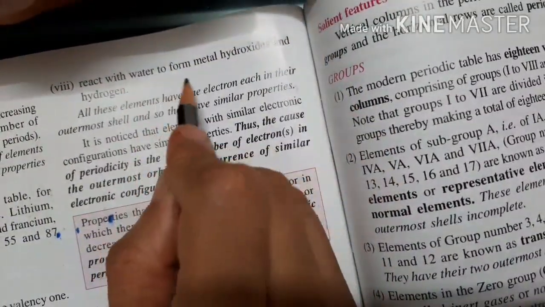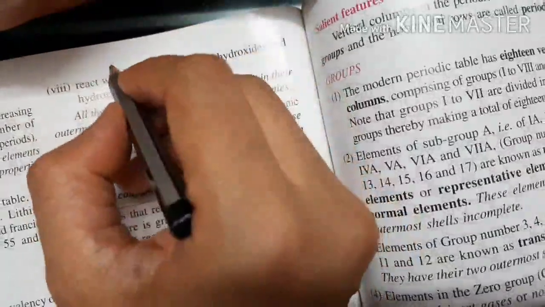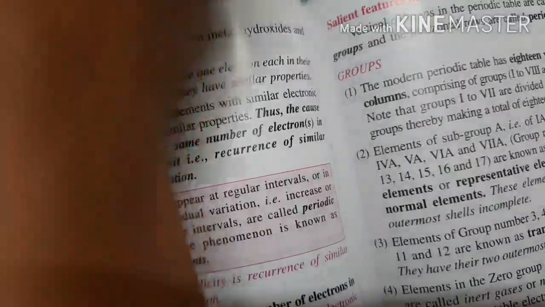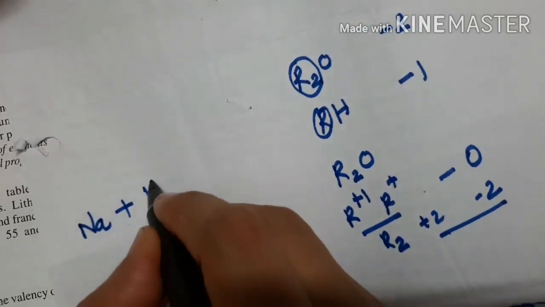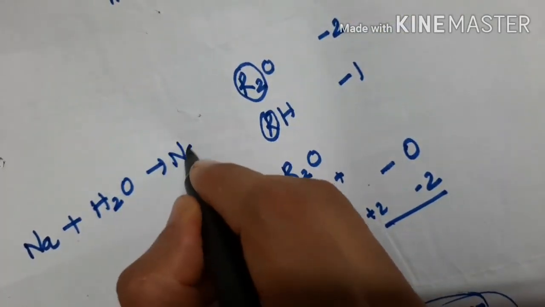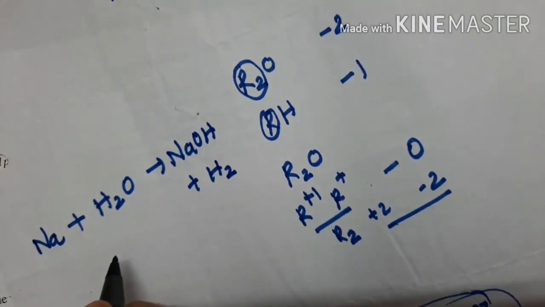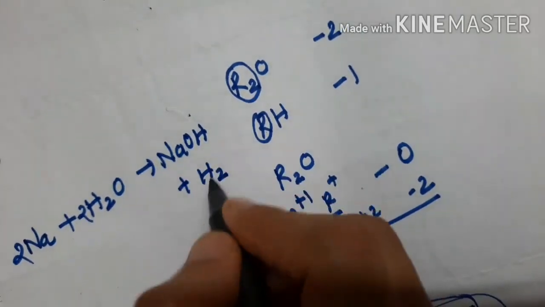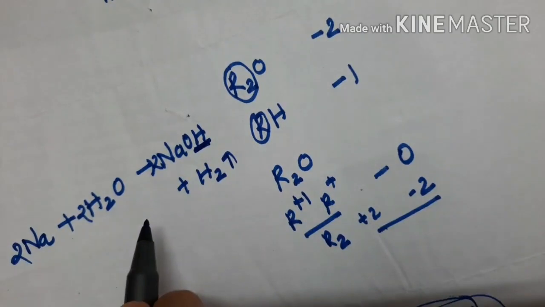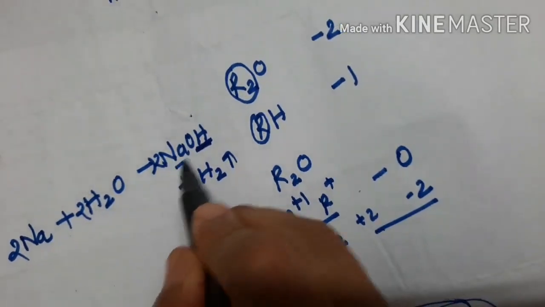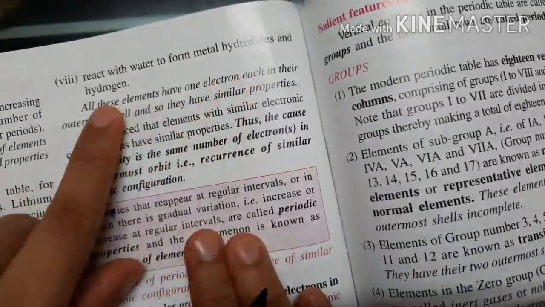They react with water to form a metal hydroxide and hydrogen. One example I'll give you: suppose sodium. When sodium reacts with water, it converts into NaOH, which is called the hydroxide form, plus H2. Okay, you can balance this later. So H2 gas, and this is the hydroxide. So all the alkali metals react with water and form a hydroxide and hydrogen.